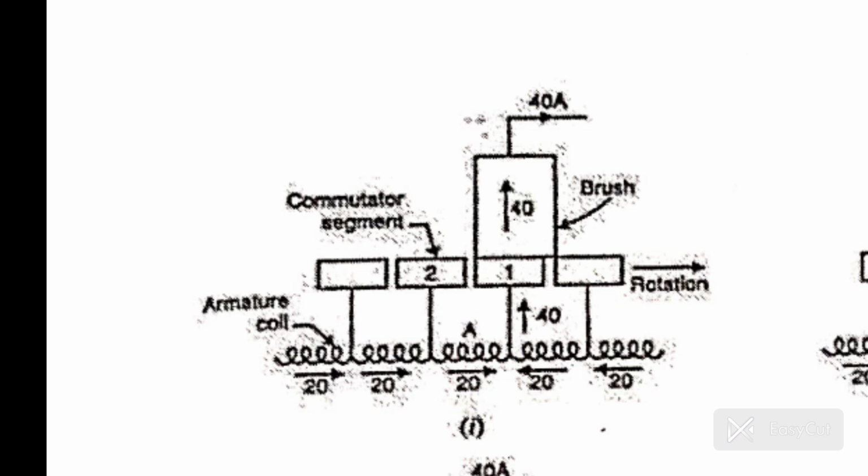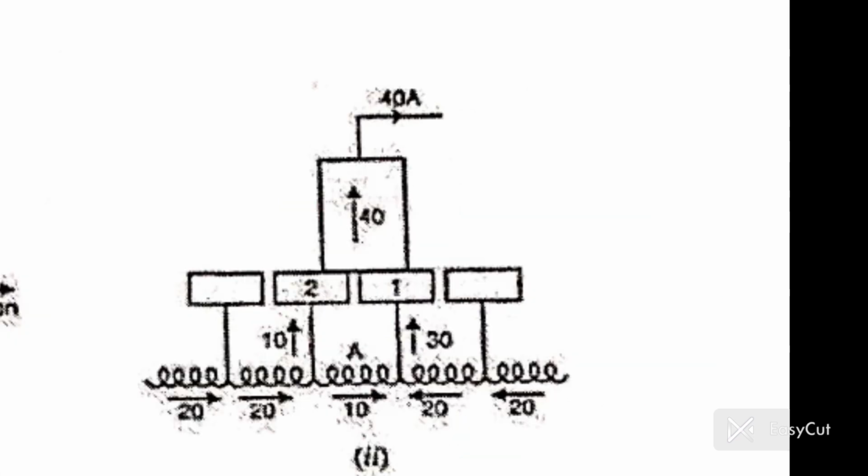In step 1, the brush is in full contact with segment 1. It conducts 40 A, 20 A from coil A and 20 A from the other coil. Coil A hasn't started commutation yet. In step 2, as the armature rotates, the brush begins touching segment 2. Now coil A is short-circuited.